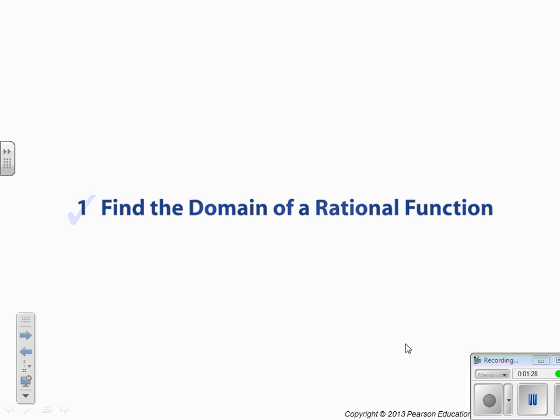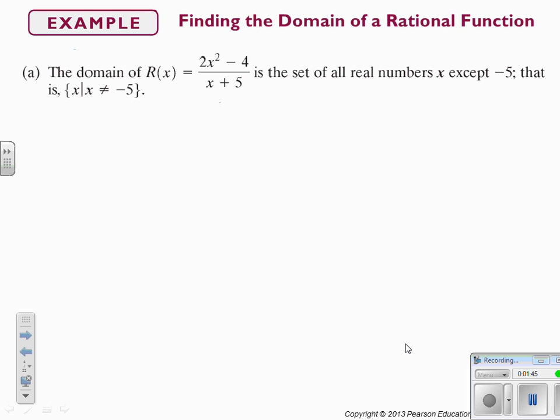Okay, so our first learning objective is to find the domain of a rational function. Thankfully, we've been doing this for a while, so this should be pretty easy, pretty intuitive by this point. Find the domain of a rational function. So we have a rational function, 2x squared minus 4 over x minus 5. The domain is all real numbers except for negative 5.